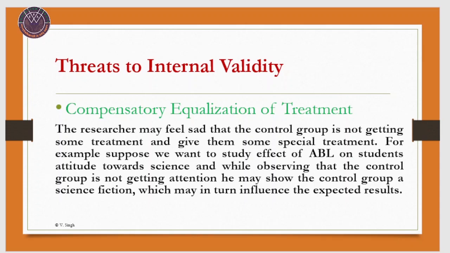For example, suppose we want to study the effect of ABL, or activity based learning, on students' attitude towards science. While observing that the control group is not getting attention, the researcher may show the control group a science fiction movie, which may in turn influence the expected results, and thus the attitude of students towards science in the control group may get enhanced. Due to this compensatory treatment, the outcome on the dependent variable may get changed, which is definitely a challenge to internal validity.